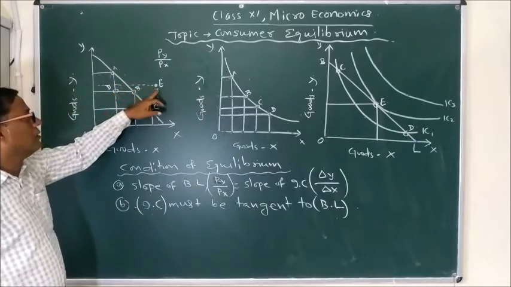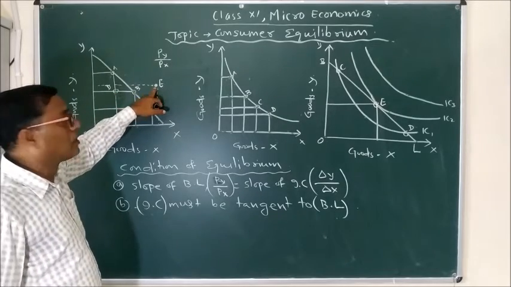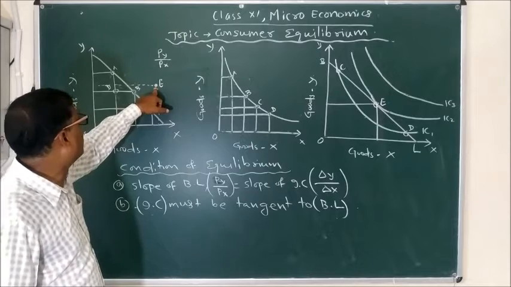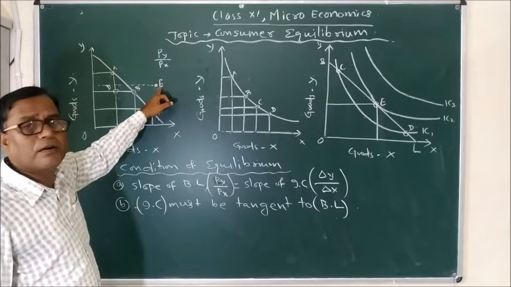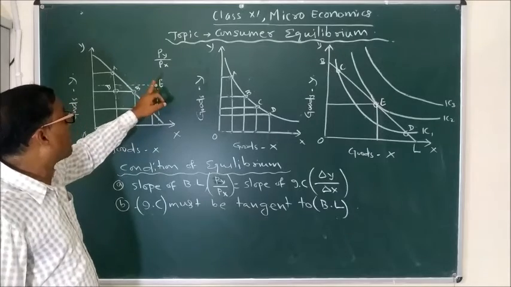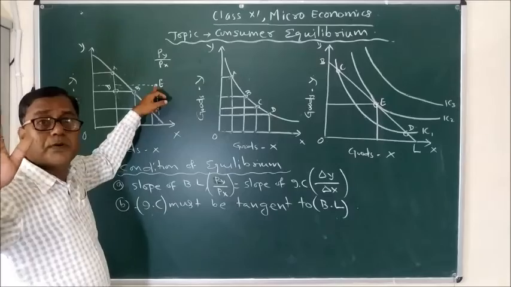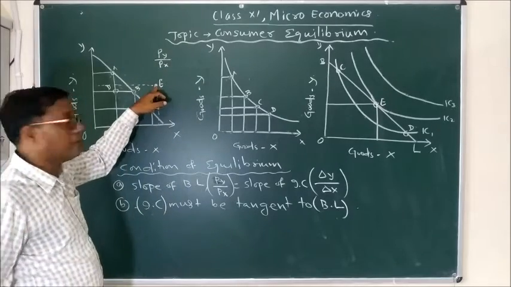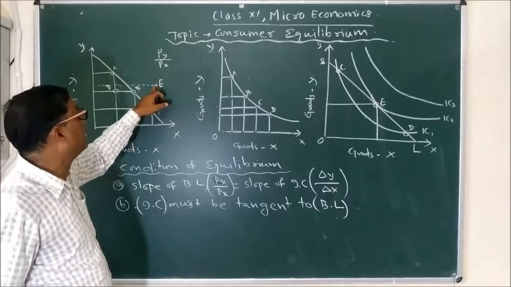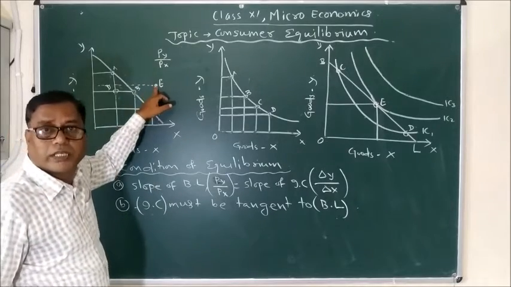This is underutilization of resources, and when the consumer is preferring point E, you can see here point E is lying above the budget line. That means the combination of X and Y that point E represents is not possible on the part of our consumer with his limited resources, because he has not sufficient money to buy this combination of goods. That's why it is lying above the budget line.